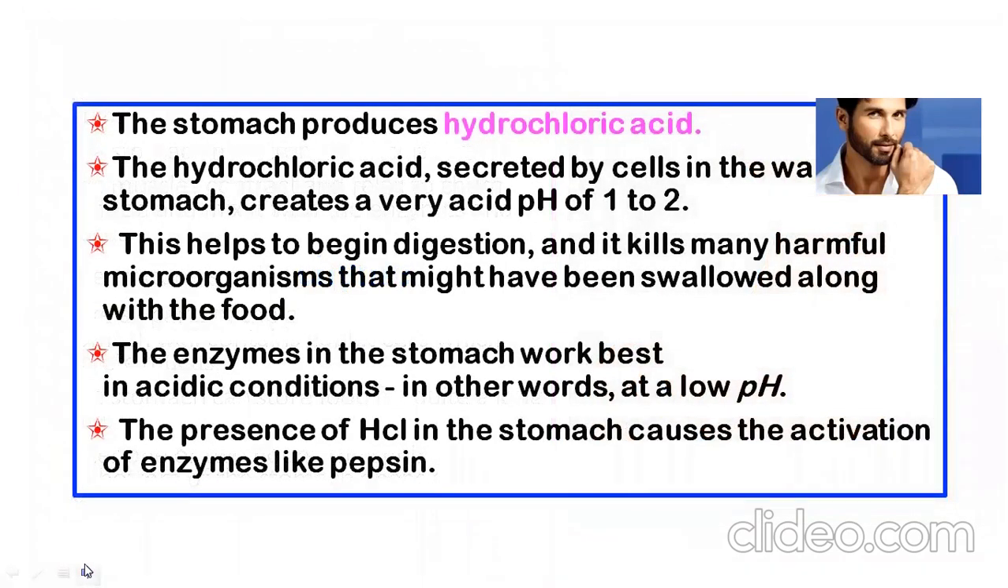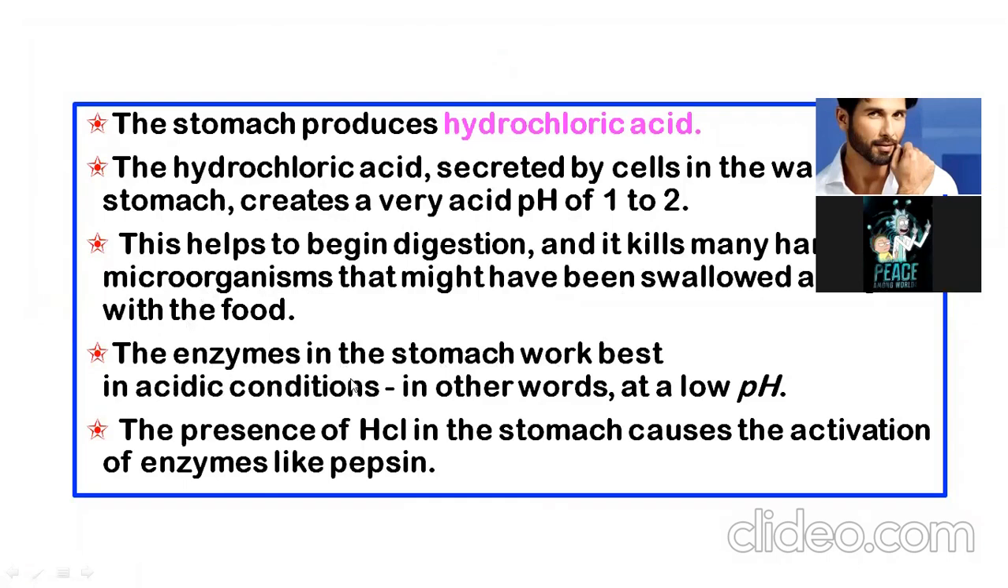All right, now the stomach produces hydrochloric acid. The hydrochloric acid is secreted by cells in the wall of the stomach, which creates a very acidic pH of 1 to 2. That helps to begin digestion, and it kills many harmful microorganisms that might have been swallowed along with the food. The enzymes in the stomach work best in acidic conditions, right?